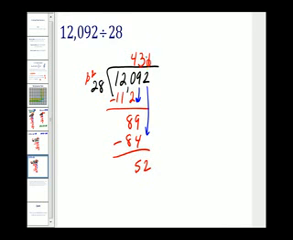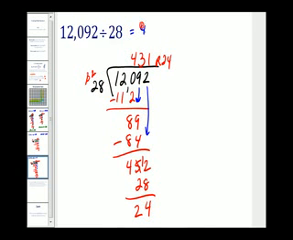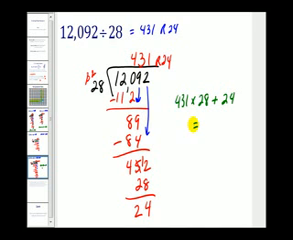Let's try 1. 1 times 28 would be 28. We have to borrow here. 12 minus 8 would be 4. 4 minus 2 is 2. 24 is less than 28, so this 1 is correct. We have a remainder of 24. So what that means is 431 times 28 plus our remainder of 24 would equal 12,092.